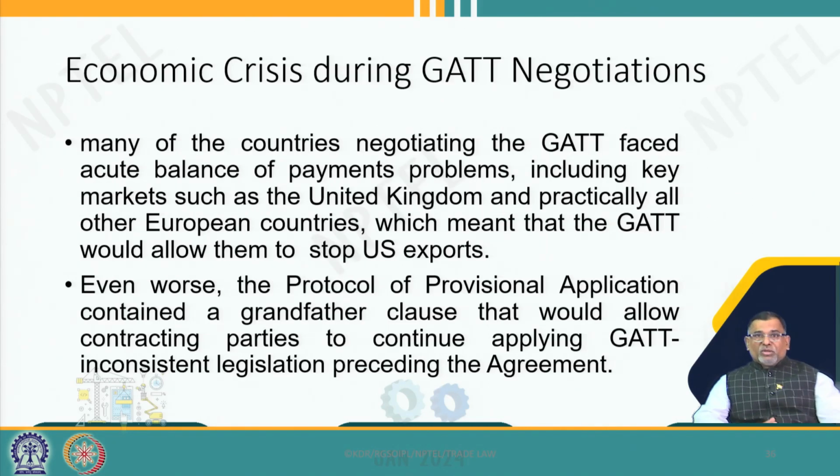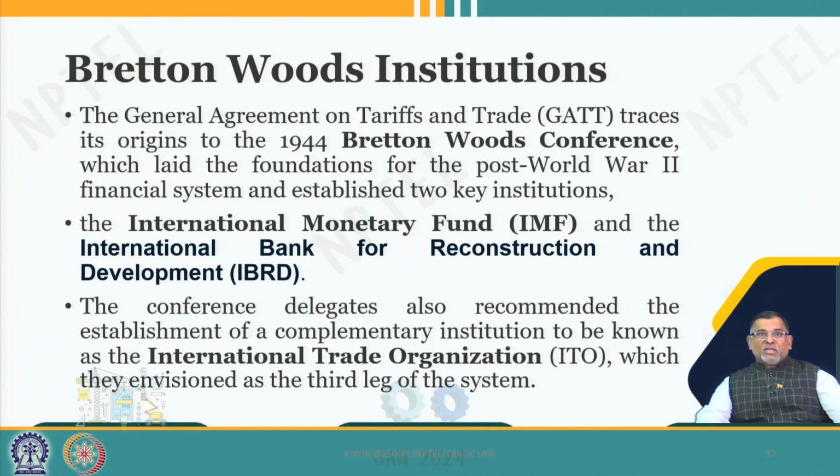So, you can find there was economic crisis during the GATT period, especially during the 1970s. You can find that some of the countries faced acute balance of payment problems. So, definitely the protocol provisions immediately came into existence, and GATT-inconsistent legislations were forced to be amended by the countries in consonance with the GATT provisions. We already talked about the Bretton Woods institutions, so we are not going to discuss them more.